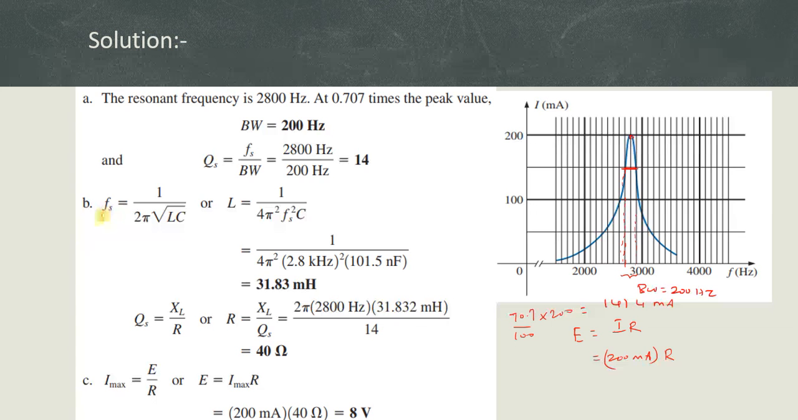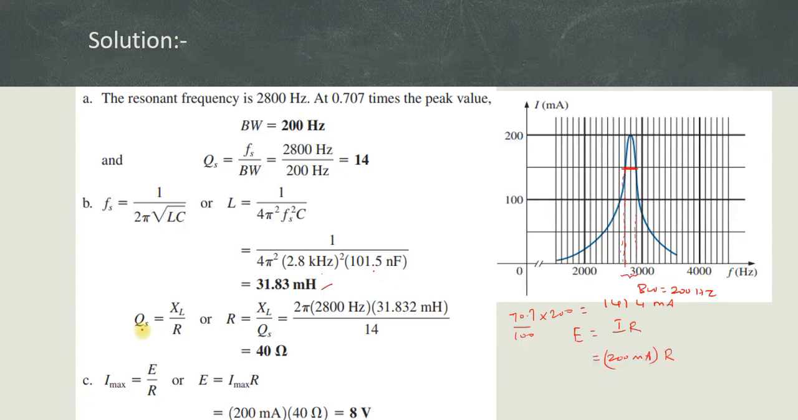From the resonant frequency formula we know that fs is equal to 1 divided by 2 pi into the square root of LC. In the given problem, the capacitance is 101.5 nanofarad. Rearranging this equation and substituting the value of resonant frequency and capacitance and simplifying, the resultant value of the inductance is 31.83 millihenry. So now I have found the value of the inductance. Now I go on to find the resistance value.